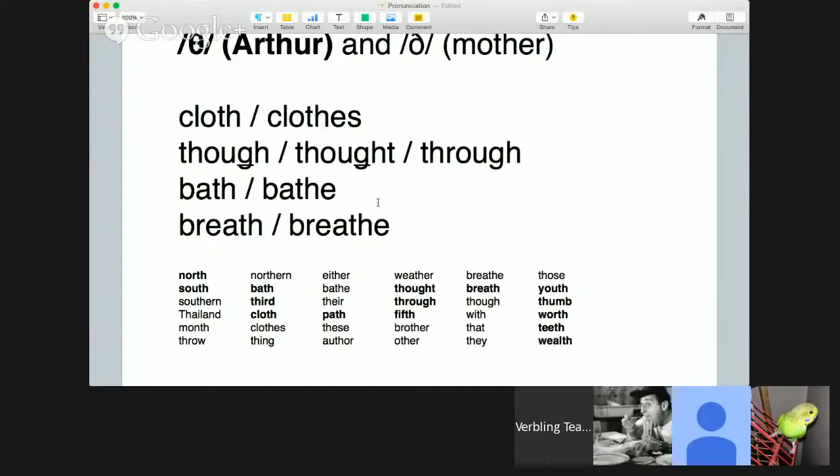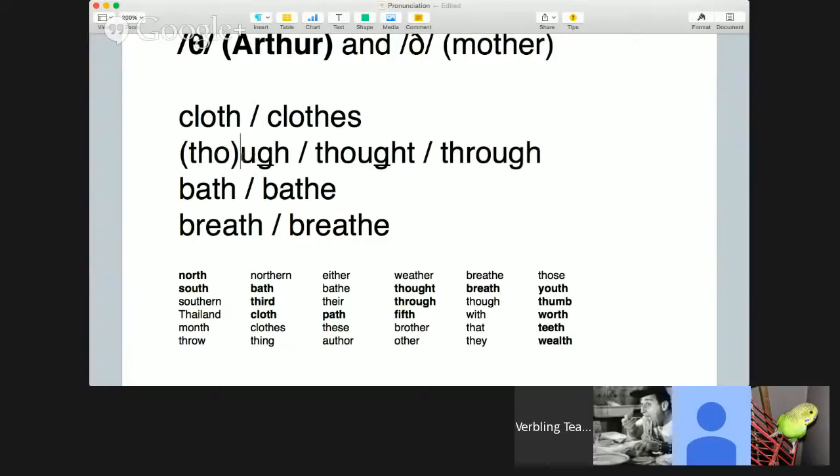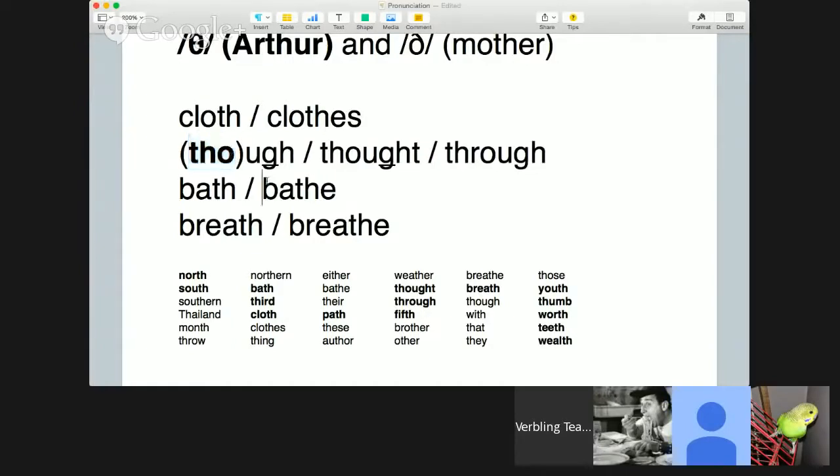Sometimes if you're using text language and you can't be bothered to type the whole word, this is what you type. Because this is really the essence of the pronunciation, okay? Though. Same with this one. This is pronounced thought.